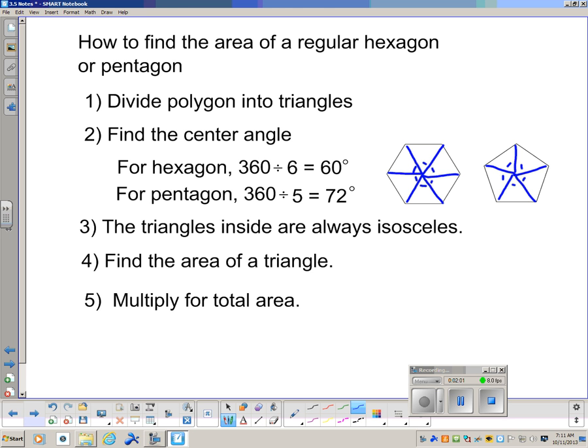These triangles are always isosceles at least. For a pentagon, they'll be isosceles because these two sides right here will end up being equal. For a hexagon, all 3 sides end up being equal to each other, but it'll at least be isosceles. And then find the area of the triangle. You can use one of our nice formulas from before: 1/2 the base times the height, Heron's formula, or the trig area formula. And then once you get the area of one triangle, you can multiply by the number of triangles in that polygon to get the total area of that polygon.